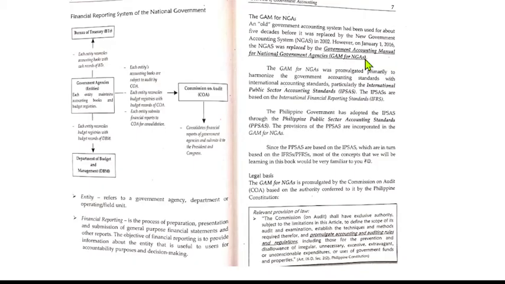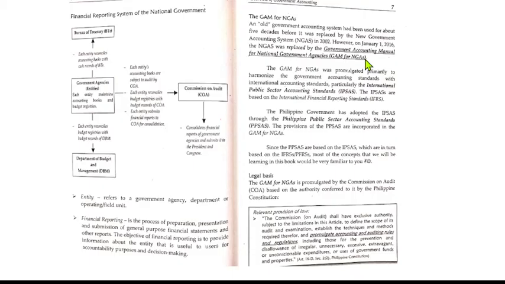Sir, ano po ang orientation ng ating discussion? The orientation of our discussion is focused on national government agencies kasi ito yung talagang rule. Yung local government units ay parang exception to the rule. Okay, so our focus on government accounting is the national government agencies.